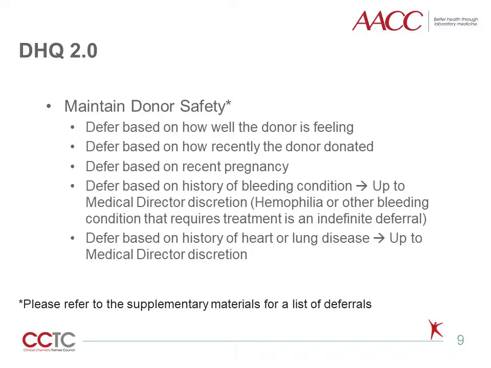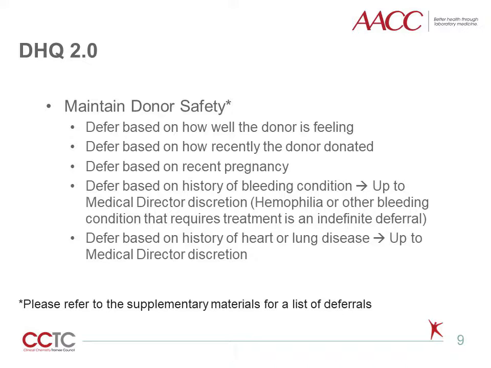There are also deferrals based on how recently the donor has donated. This is primarily due to minimizing red cell loss for the donor. For example, if a donor has donated whole blood, they are not eligible to donate whole blood again until 8 weeks later. If a donor has donated double red blood cells by apheresis, they cannot donate any blood products for another 16 weeks. If someone has been pregnant, they cannot donate until 6 weeks after they are no longer pregnant.